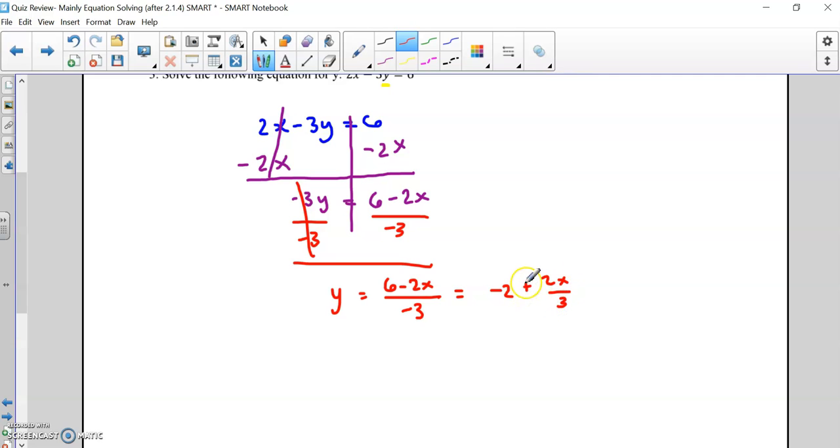Notice how it turned into a plus, and the reason for that is because this negative divided by a negative gives you a positive answer. So this would be the final answer. If you put this on your quiz, I will not mark that wrong. That is a totally valid answer as well.